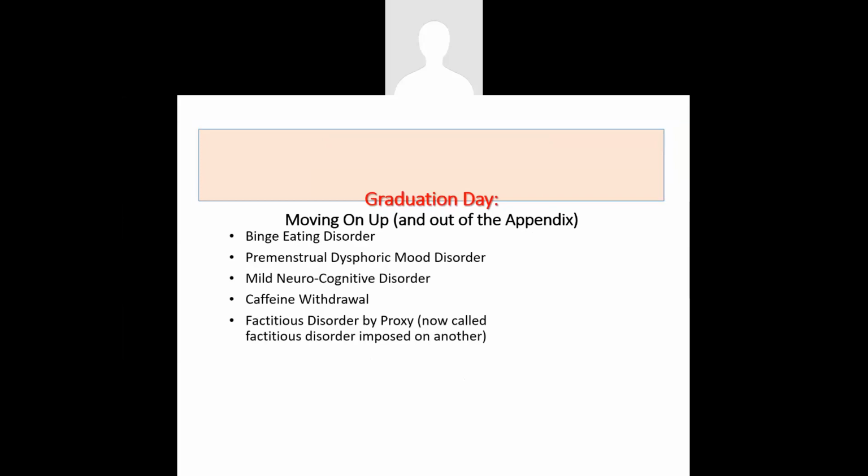A couple of things that have moved up and have now become a part of the DSM-5 are binge eating disorder, premenstrual dysphoric mood disorder, mild neurocognitive disorder, caffeine withdrawal. Notice that caffeine is considered one of those substance uses, and factitious disorder by proxy. Factitious disorder used to be called Munchausen. Factitious disorder by proxy is what we are now calling Munchausen by proxy.